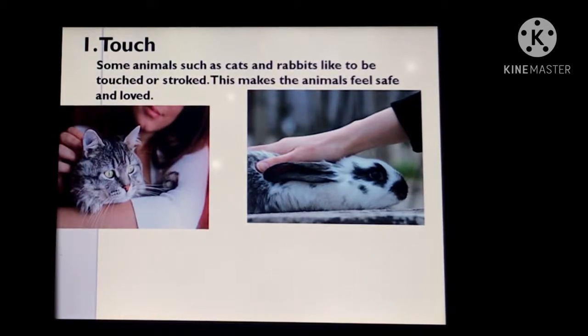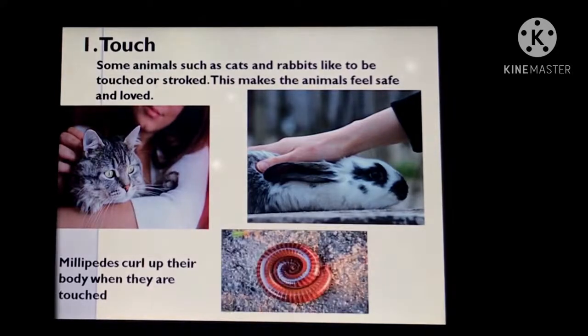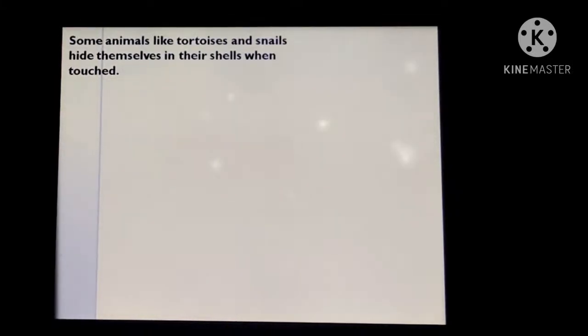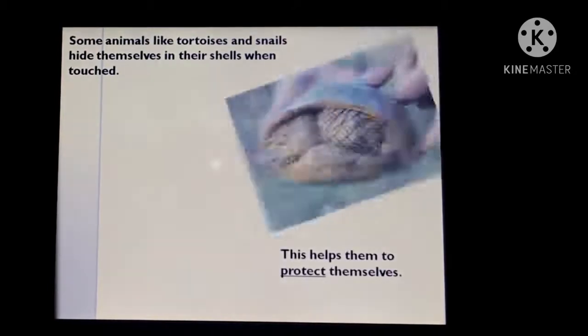Another example, we have here the millipedes. The millipedes curl up their body when they are touched. So you can see the millipedes over there. Some animals like tortoise and snails hide themselves in their shells when they are touched. This helps them to protect themselves.